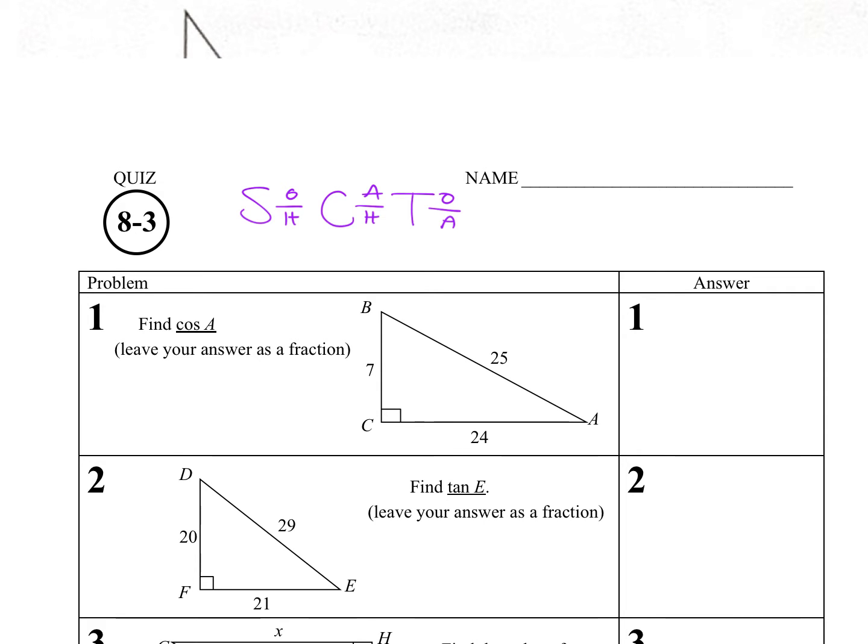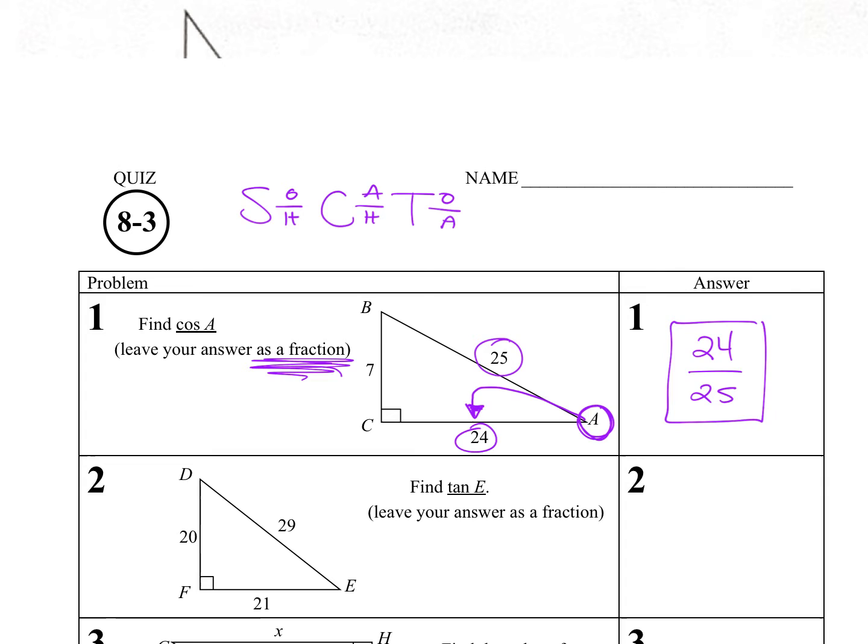So this first one is just asking for the cosine of A. So from A, right, you always start at the angle. Cosine is what over what? Not opposite, adjacent, right? Adjacent over hypotenuse. So your adjacent side right now is which one? This guy, right? Adjacent over hypotenuse, that's 24 over 25. And you just leave it as a ratio. Leave it as a fraction, right?